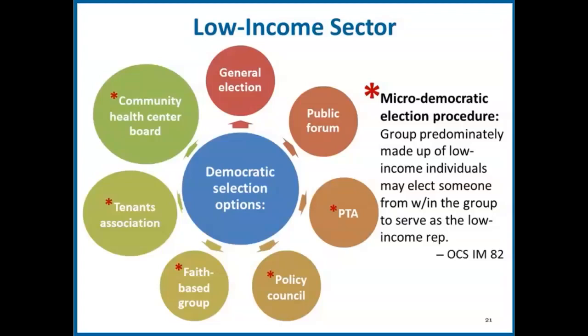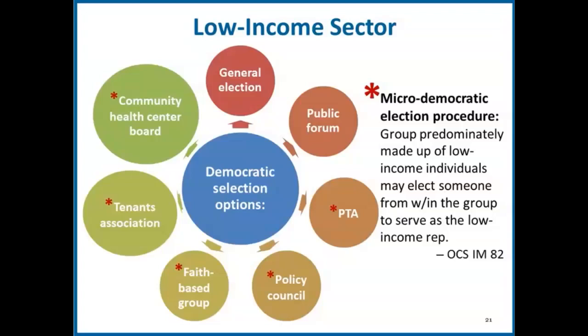And so there are what are known as micro-democratic election procedures. That would be working with a group whose members have already been selected, or who could select one of their members democratically to in turn serve on your board. So, for example, let's say you have a parent-teacher association that is a part of a school district that predominantly serves a low-income community. You could have the PTA select one of their members to serve on your board. So the PTA would go through that selection process, and that would qualify as democratically selected.